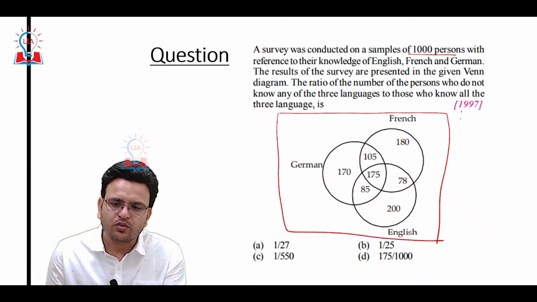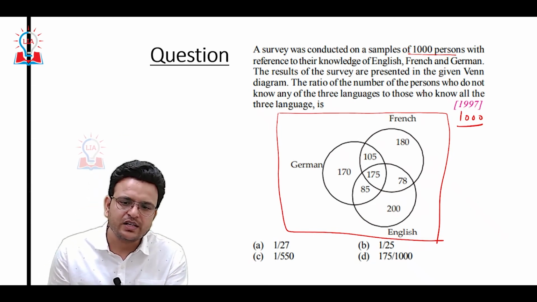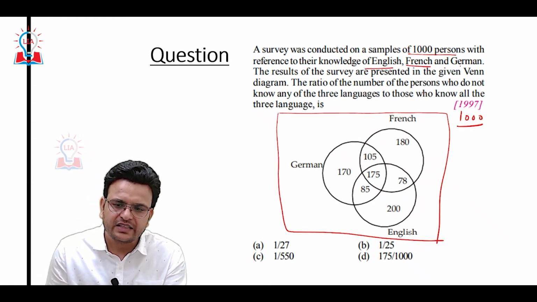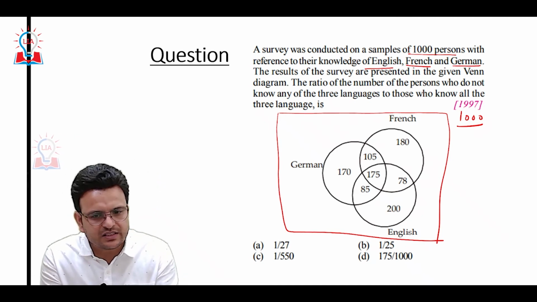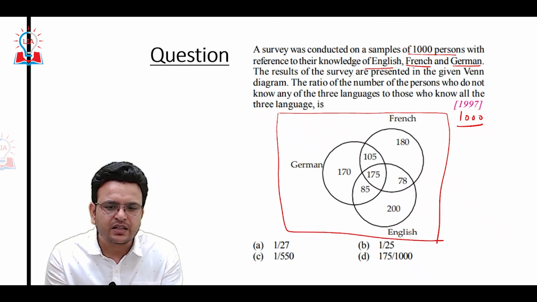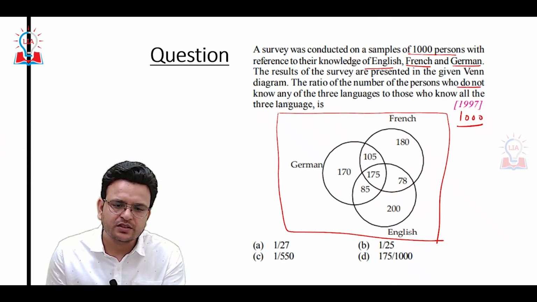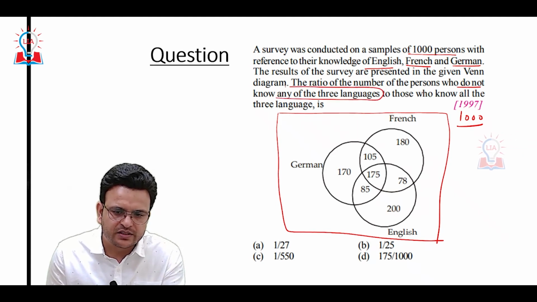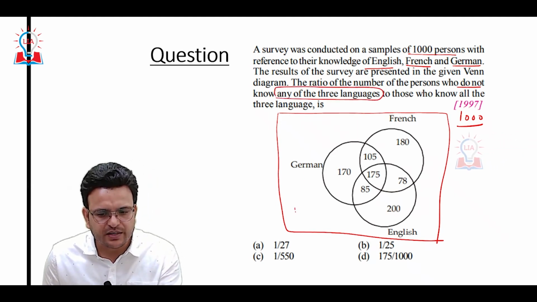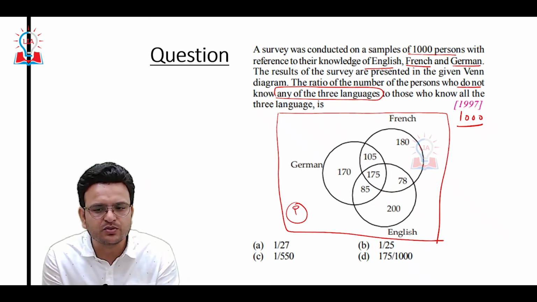Okay, total persons are 1000 with reference to their knowledge of English, French and German. The results of the survey are presented in the given Venn diagram. The ratio of the number of persons who do not know any of the three languages means there will be some persons who do not know any language. So how do we get the people who do not know any language?